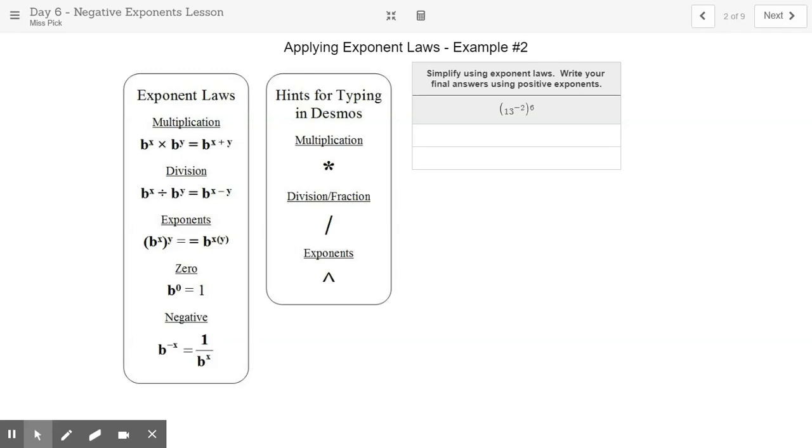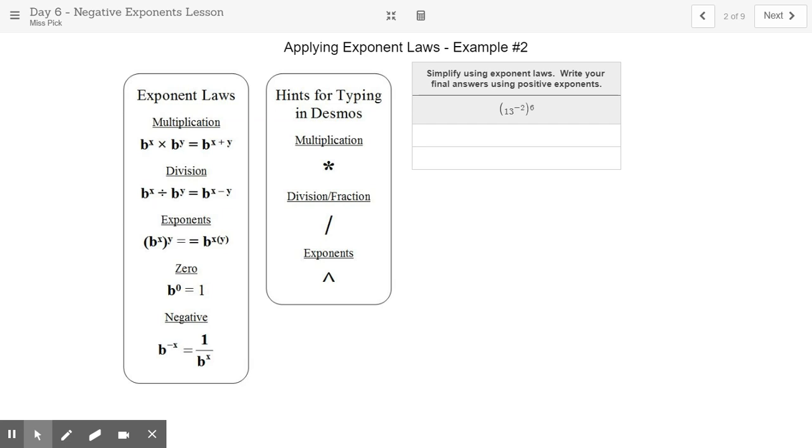We're going to do another example of how to use negative exponents alongside all of the other exponent laws we've learned so far. So this question says, simplify using exponent laws. Write your final answers using positive exponents. And our question is 13 to the power of -2, and then that is to the power of 6.